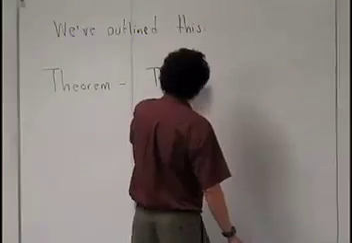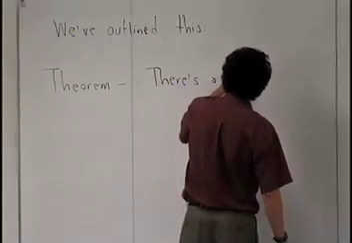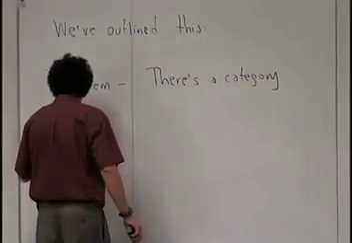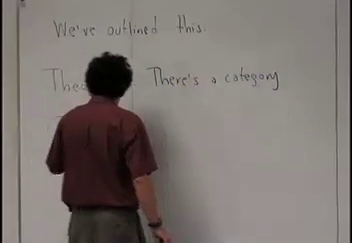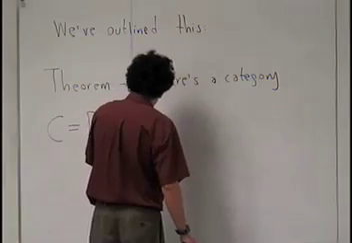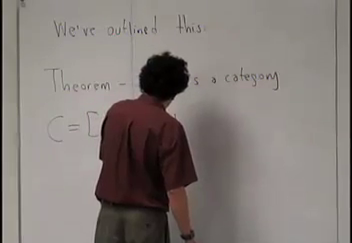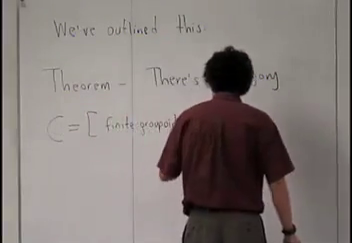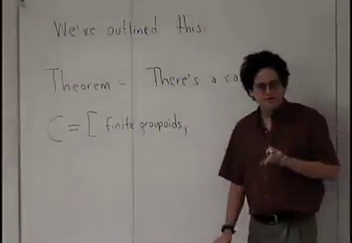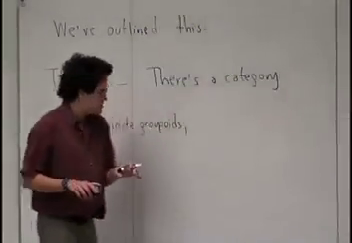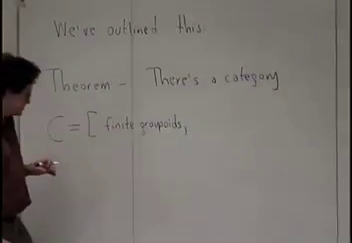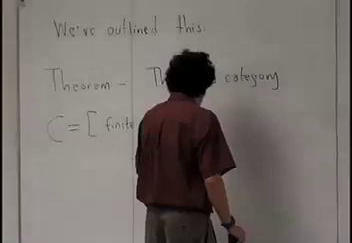there is a category, I'll call C, which has finite groupoids as objects, and spans of finite groupoids as morphisms. Now we have to be a little careful about that, because when you compose spans, the composition is only associative up to some equivalence relation, which I'll explain.